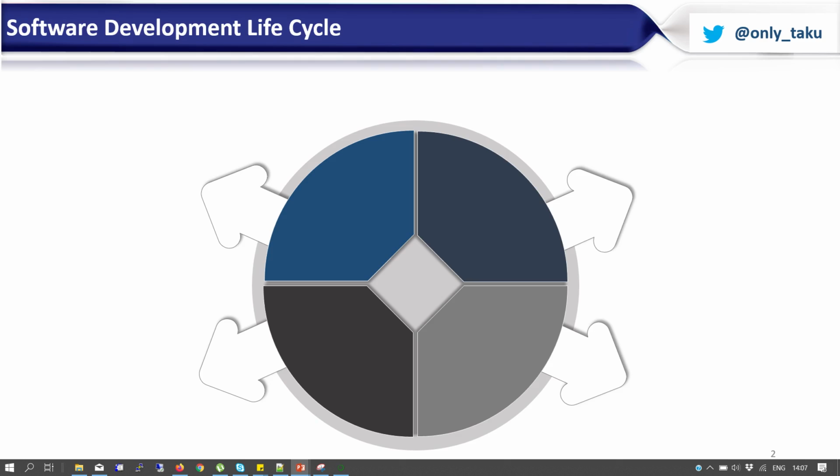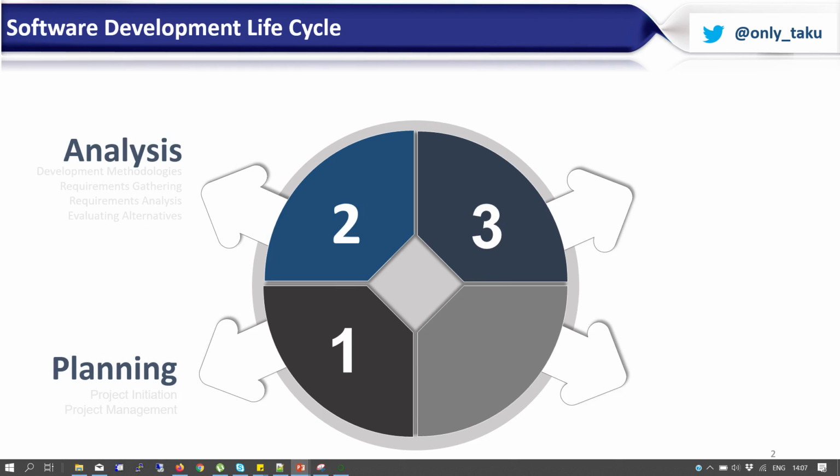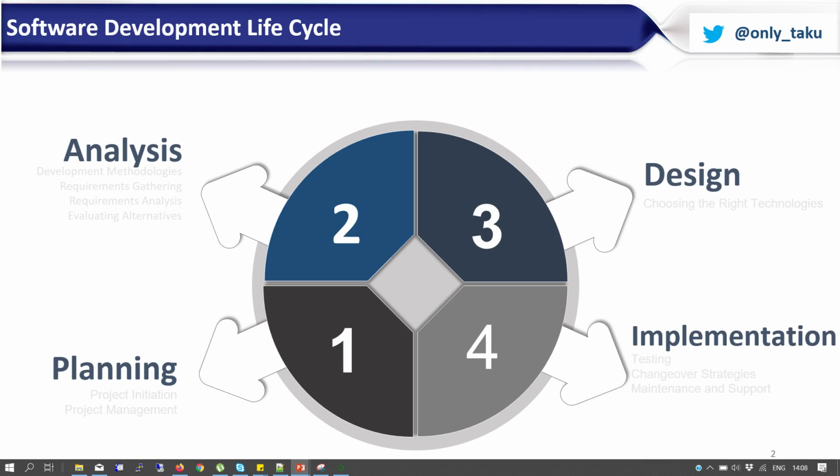So the software development lifecycle is made up of four main stages. The first stage is the planning stage. The second stage is the analysis stage. The third stage is the design stage, and the fourth stage is the implementation stage. Now I'll go through all the stages one by one, and I'll start off with the planning stage.